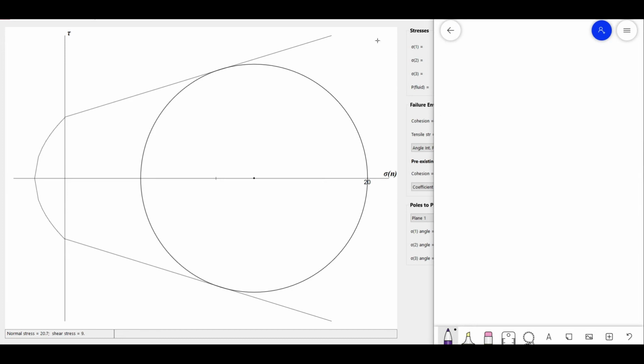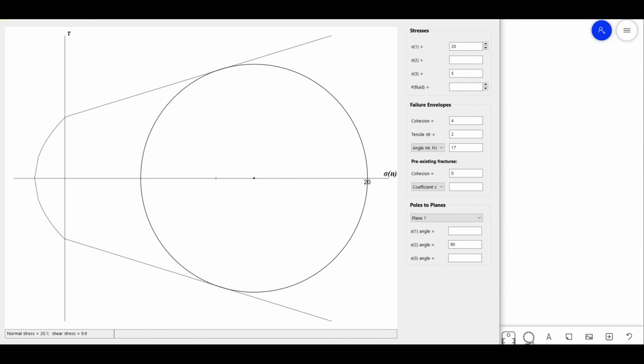Okay, so how to draw the plane? If we take sigma 1 as 60 degree, then we can see in the figure that sigma 3 automatically comes as 30 degree, and there is a red point in the figure. If we plot the construction line, this is the plane. This plane represents a plane which makes an angle of 60 degree with sigma 1, 90 degree with sigma 2, and 30 degree with sigma 3.